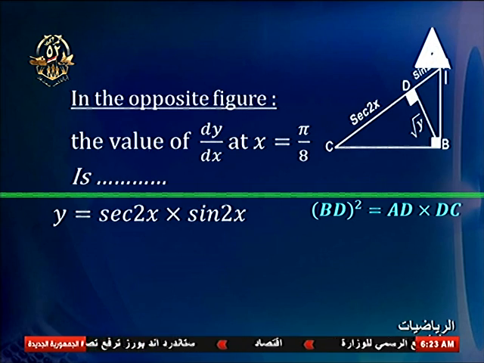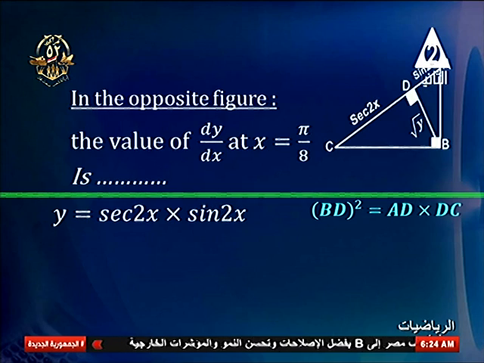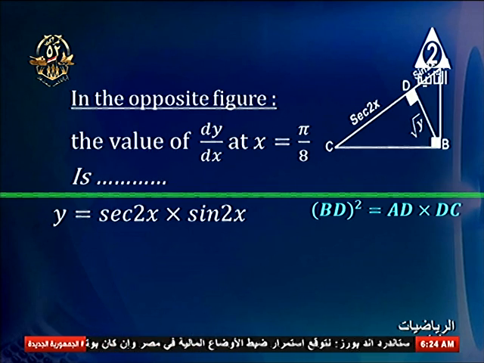What is the differentiation of tan 2x? Excellent student. Sec squared 2x multiply 2. After that, by substitution of x equals pi over 8, it is easy to solve this example.